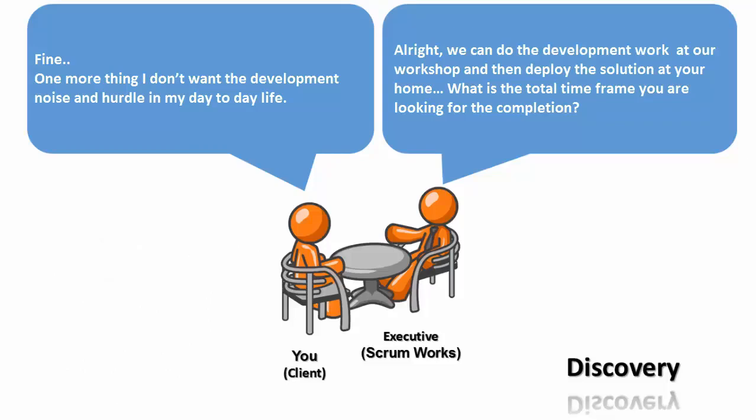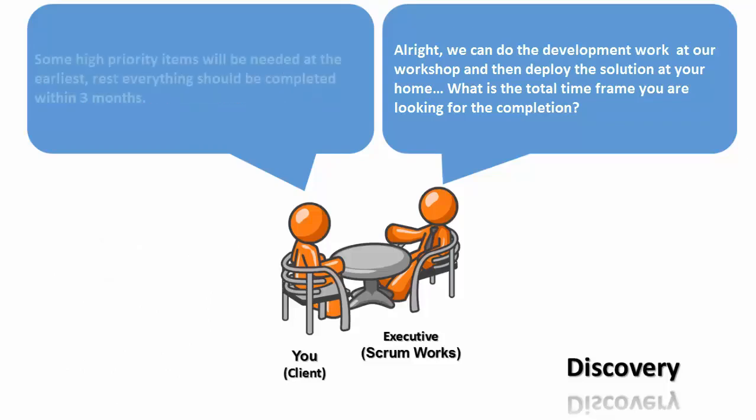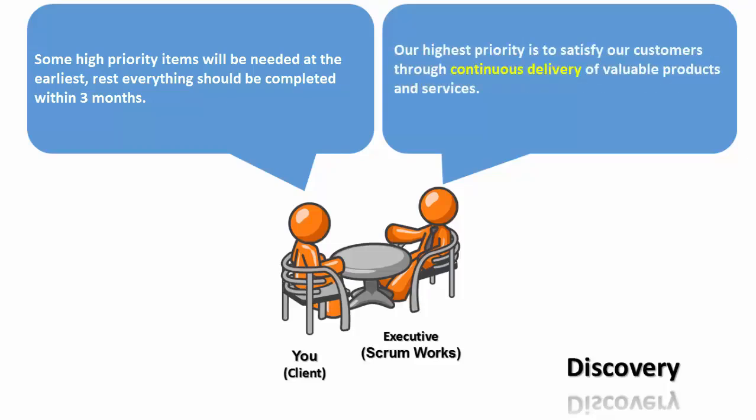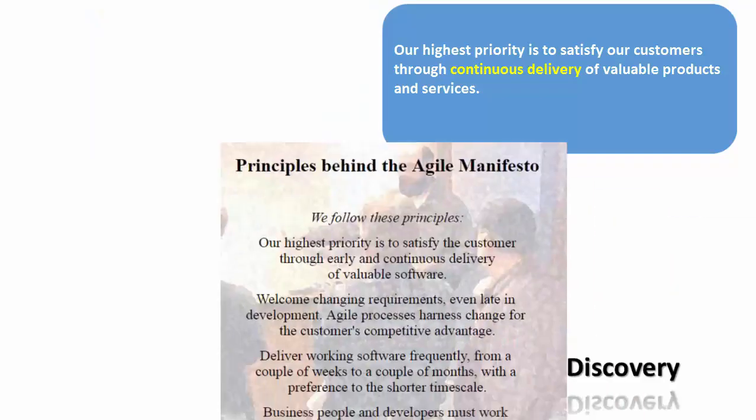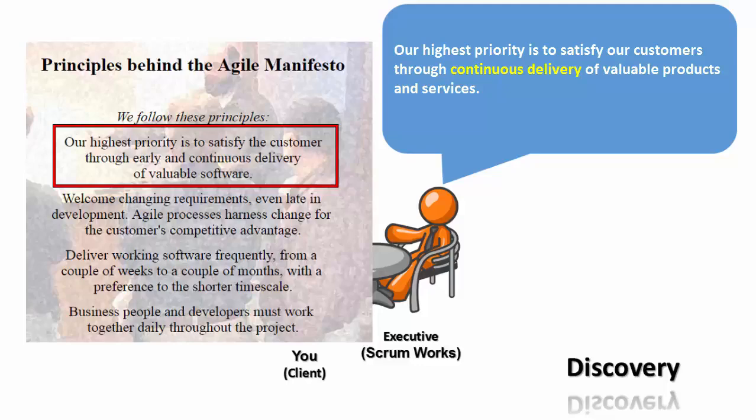What is the total time frame you are looking for the completion? Some high priority items will be needed at the earliest. Rest everything should be completed within 3 months. Our highest priority is to satisfy our customers through continuous delivery of valuable products and services. Great. Continuous delivery sounds good. That means I need not wait for the entire work to be completed before I start using them.